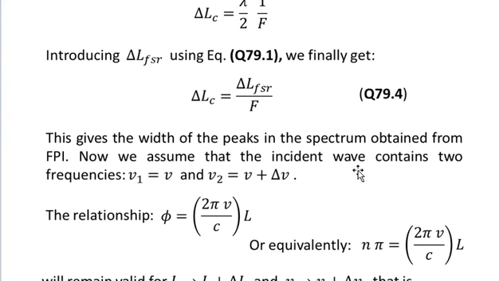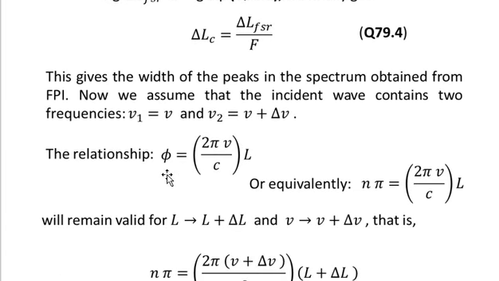Now we assume that the incident wave contains two frequencies nu1 and nu2, where nu1 is equal to nu and nu2 is equal to nu plus delta nu. So our incident beam, which is incident normally on the interferometer, now contains two wavelengths, two frequencies nu1 and nu2. Now phi is equal to 2 pi nu over c into capital L, and phi has to differ from one peak to another by an integer multiple of pi, that is n pi is equal to 2 pi nu over c into capital L.